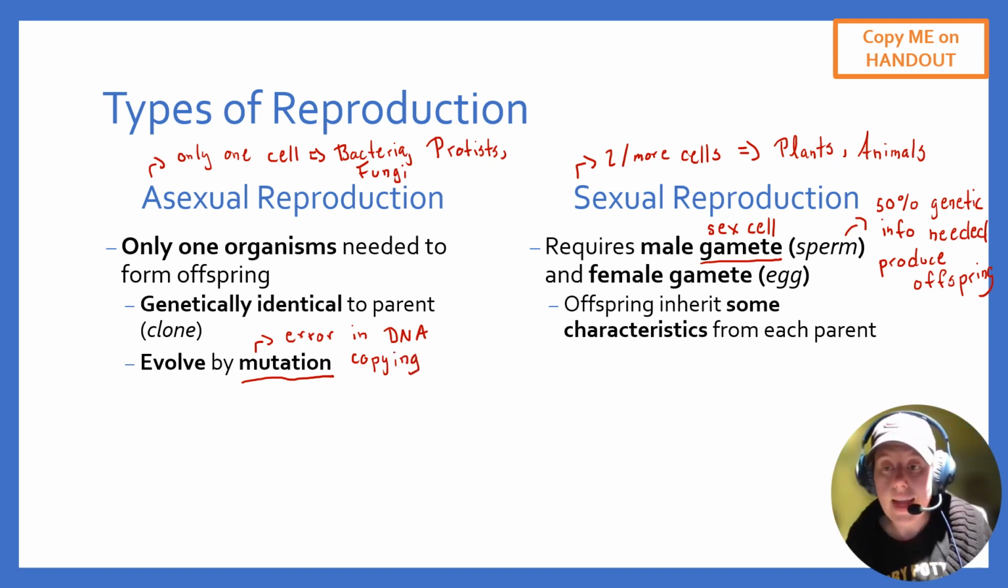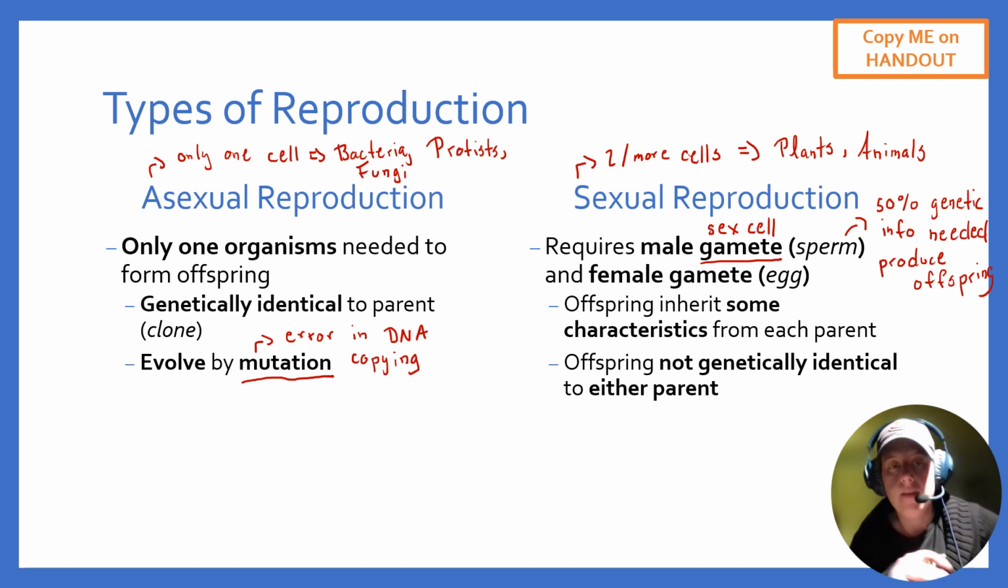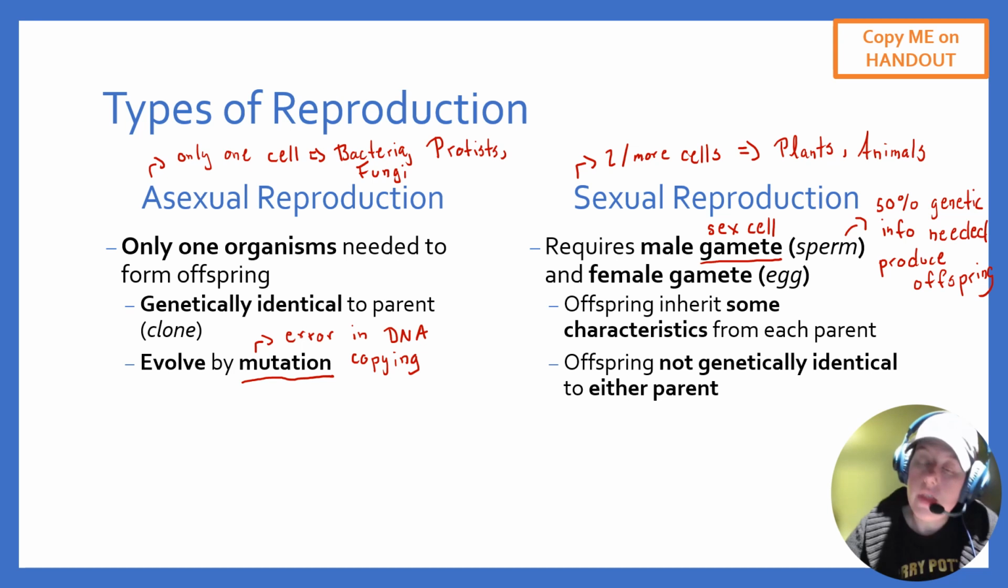Now, since sexual reproduction has 50% of the genetic information from one parent and 50% of the genetic information from the other parent, it is genetically different, so not identical, which leads to a lot of genetic diversity. So those are our types of reproduction: asexual and sexual reproduction. Now, I did say that mostly bacteria, protists, and fungi do asexual reproduction. There are instances of certain species that do sexual reproduction, but those are usually for emergency purposes only, in the sense that these species normally do sexual reproduction, but if there is a drastic need to reproduce because the survival of the organism is at risk, then it will do asexual reproduction.